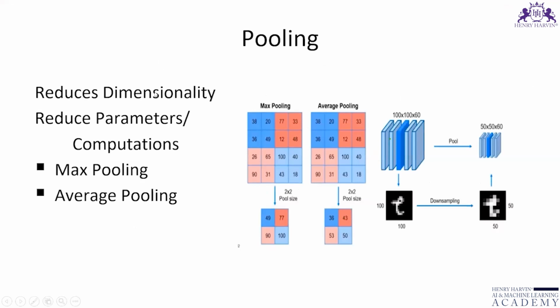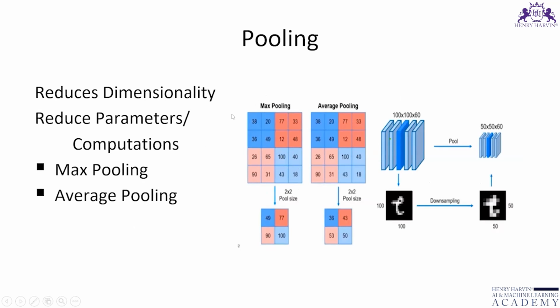Pooling. So what do we do in pooling? Pooling reduces dimensionality. Basically, it reduces parameters or computations. When we study pooling, there are two types: one is maximum pooling and another one is average pooling. So like we have got this output, okay?